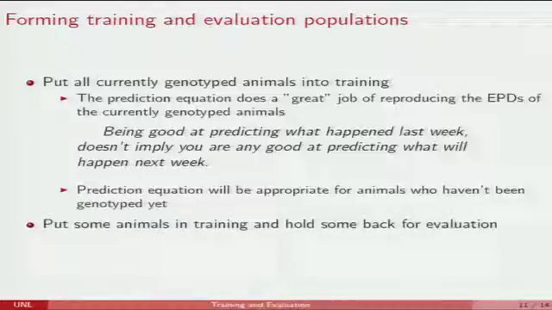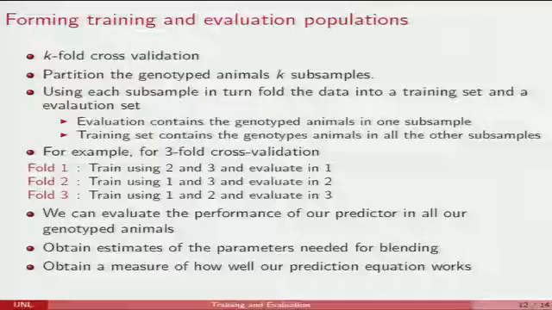Which says, well, if I'm going to do training and evaluation with a current set of animals, I can't put them all in training and all in evaluation. I need to put some animals in training, and I need to hold some animals back. That's kind of frustrating. So how do we work with that and try and make maximal use of the information?